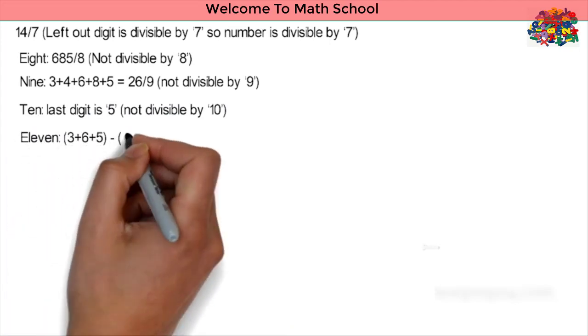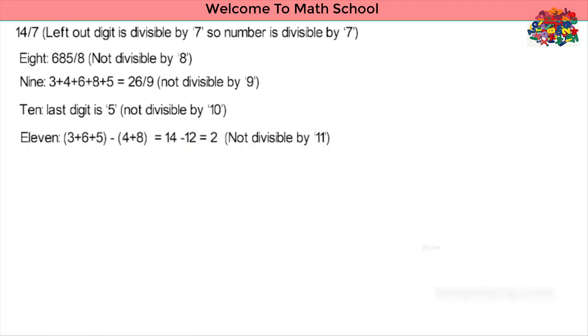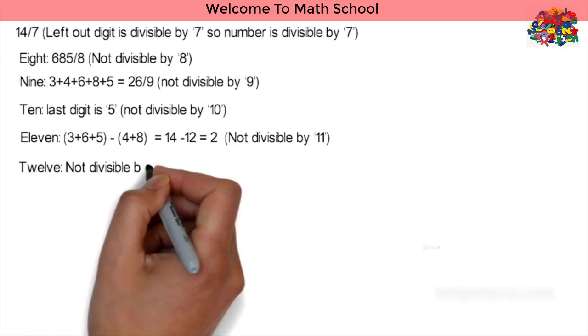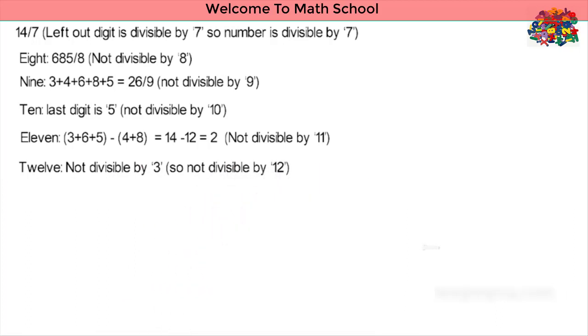For 11, take the alternate sums of the digits. Here 3, 4, 6, 8, 5: 3 plus 6 plus 5 minus 4 plus 8, which is 14 minus 12, and that is 2. 2 is not divisible by 11, so the entire number is not divisible by 11. Next for 12, in order to check the divisibility by 12, you have to check for 3 and 4. We have already tried 3 and the number is not divisible by it, so you can say the total number is not divisible by 12.